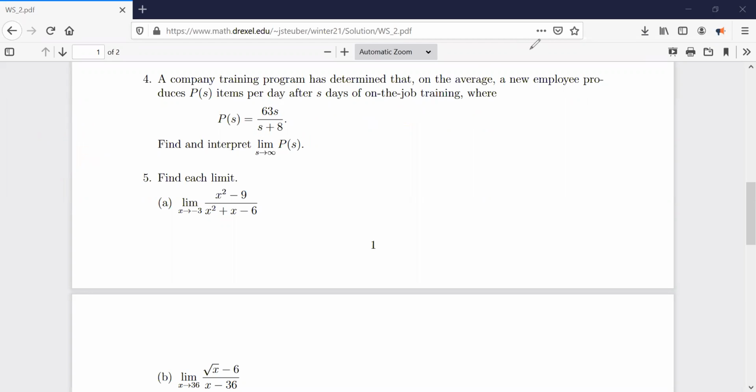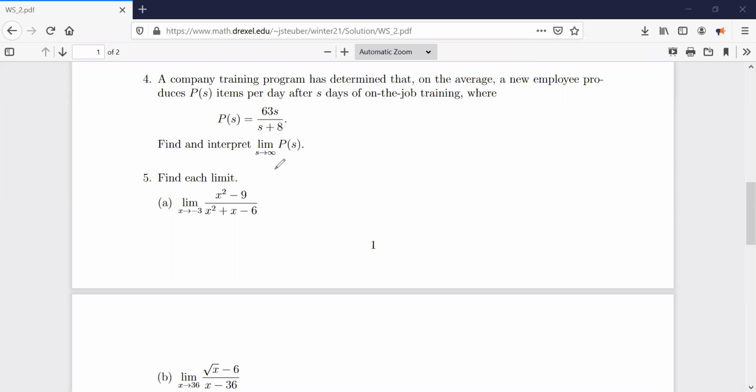So what does this actually mean? How should I interpret that? A company training program has determined that on average, a new employee produces P of S items per day after S days on the job training. So as S approaches infinity, that's basically saying after he's been on the job for a long time, the number of things he produces is going to approach 63. Does that make sense?